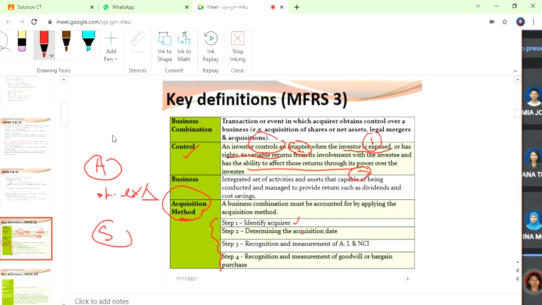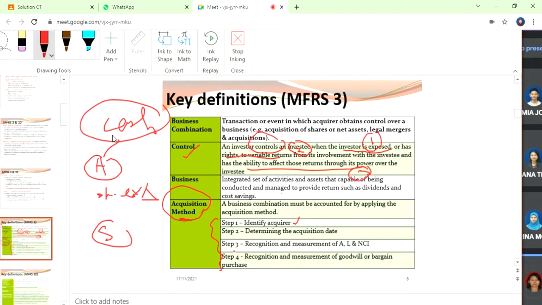But you don't have to worry so much. You just need to know the theory part. For your level, determination of the acquirer is very easy because the payment is in the form of cash only. Tapi awak cuma perlu faham teori dia saja. When it comes to the technical part, the calculation part, all the consideration paid by the holding to acquire the ordinary share capital of the subsidiary is in the form of cash. So it's very easy for you to identify who is the acquirer.